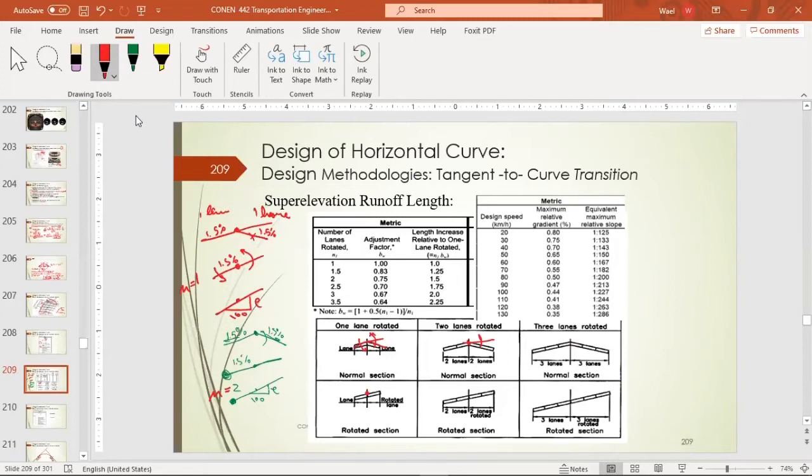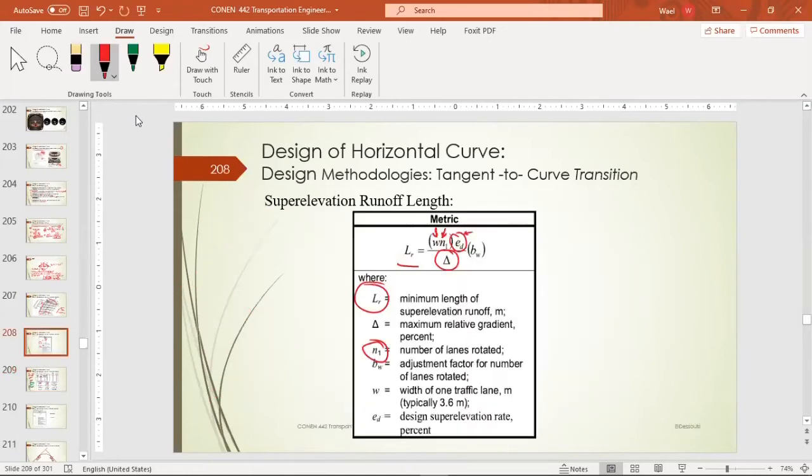And these are the adjustment factors for B. If we have N equal 1, we have adjustment factor 1. We don't have to rotate on the center, or we can rotate around this point in the middle of the lane. That depends on the topography and the situation that we have. So that's for the N and the BW that we have here. The E design, that's given. The W, that's the lane width. We have the N, that's the number of lanes rotated. But what about D?